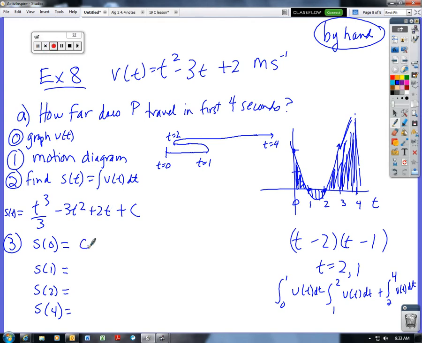I'm going to plug 1 in, and I'm going to get 1/3 minus 3 plus 2 plus c. Let's see, negative 3 plus 2 is negative 1, so that's going to be negative 2/3 plus c. Then I'm going to plug 2 in, so 8/3.